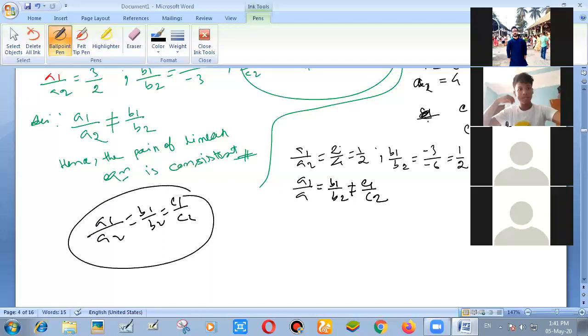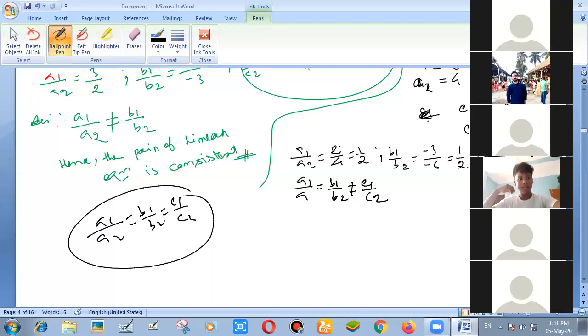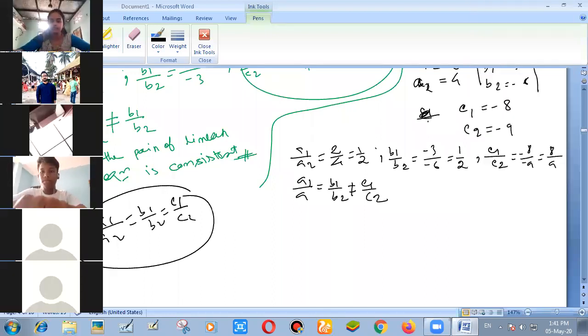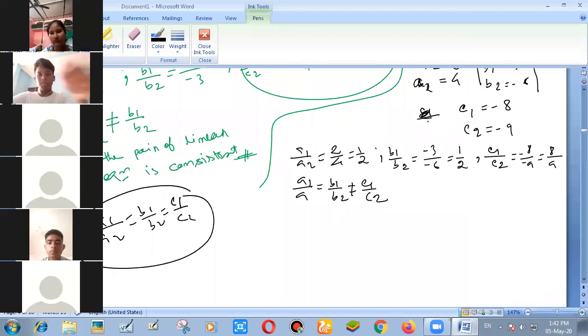Just all of you show your face. What about Rimpi? Rimpi just muted. Rimpi, unmute the audio option. All of you unmute the audio option.